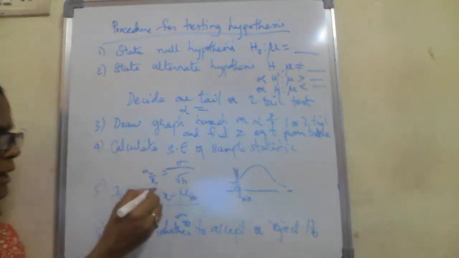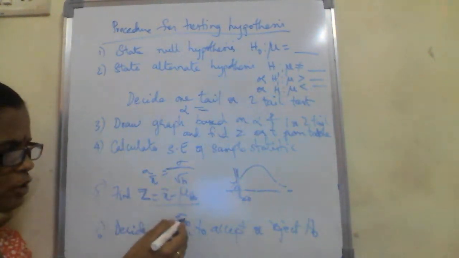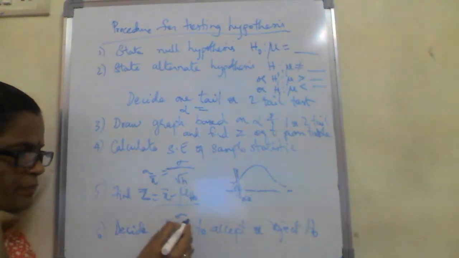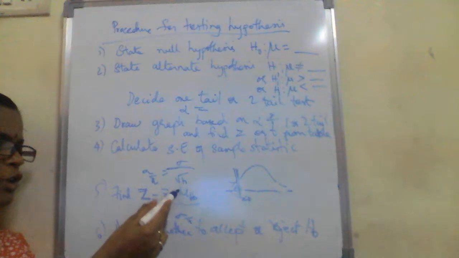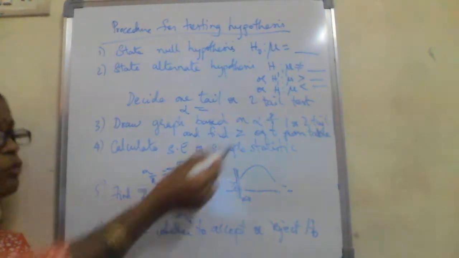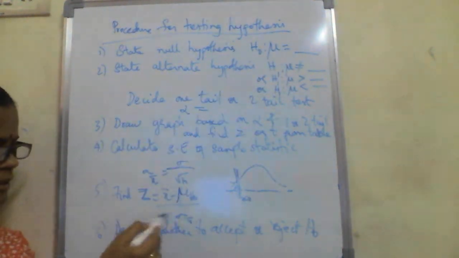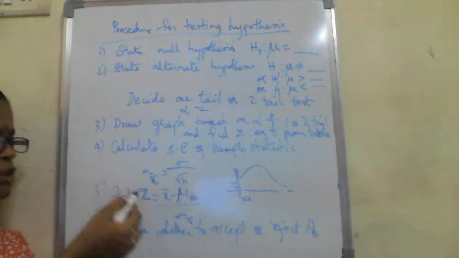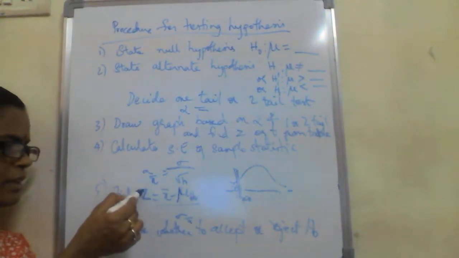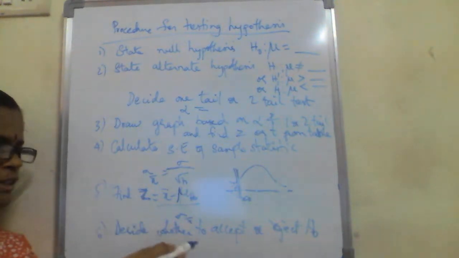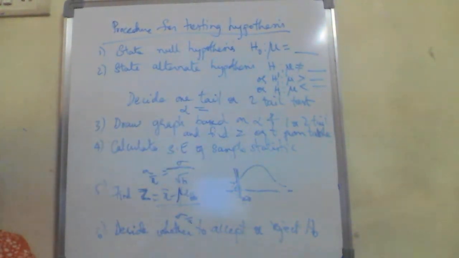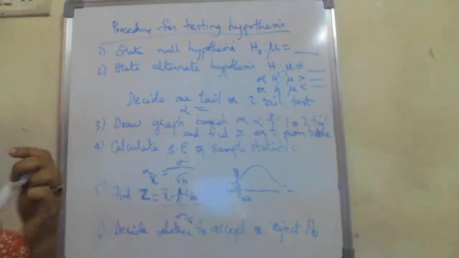Z will be x bar minus mu H naught, divided by sigma x bar. X bar is the sample mean, mu H naught is the assumed mean, what you have assumed here, divided by this sigma x bar. So whatever value you get here for Z, based upon this Z, you will decide whether to accept or reject the null hypothesis. So the last step will be our decision.